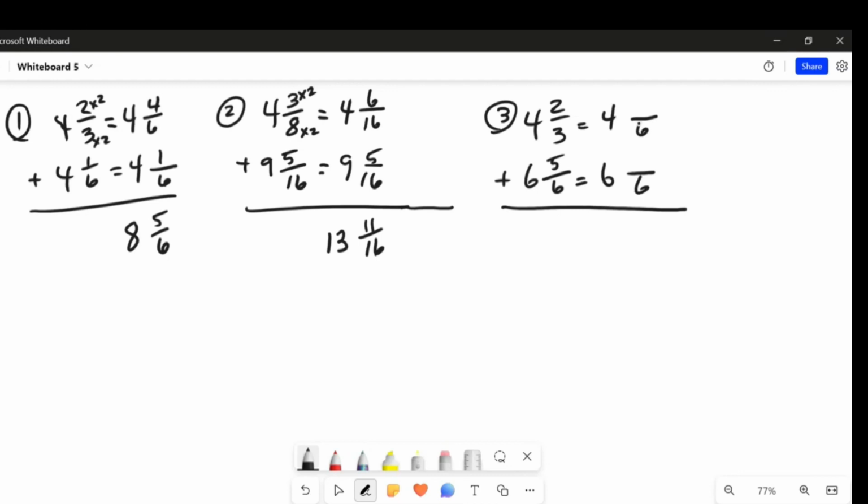So the bottom one, we don't need to change anything. It's already in 6. But for our 2/3, 3 changed into 6. We multiplied by 2. Multiply by 2 on the top, and we get 4/6. Okay? Now we can add the fractional parts. 4/6 and 5/6 is 9/6, and 4 and 6 is 10.